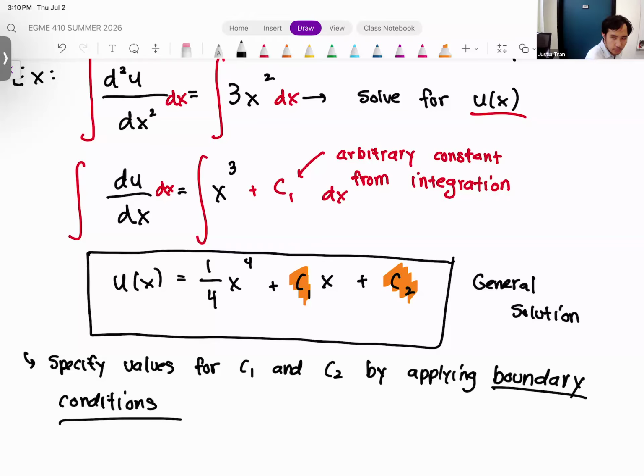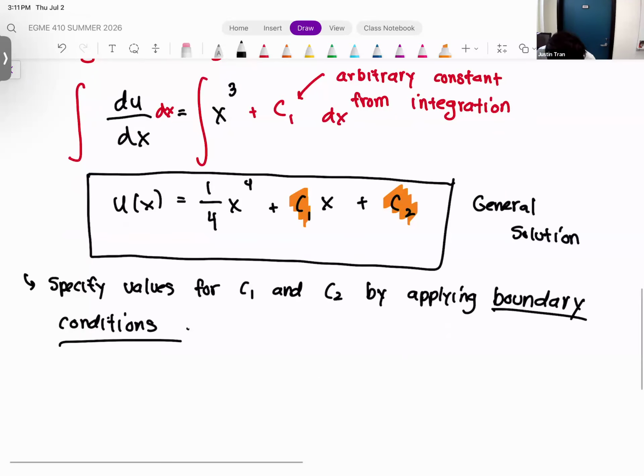If you think about the role that boundary conditions play in our finite element simulation, boundary conditions specify the condition of the solution at specific locations. Mathematically, they play the same role here. We can think of boundary conditions as specifying the condition of the solution at specific locations, which in this case are going to be specific values of x.